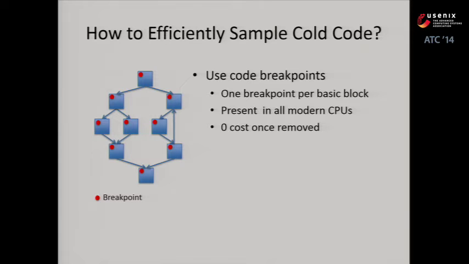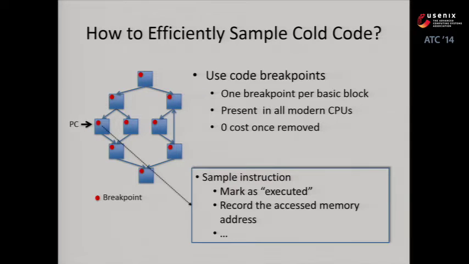So we can place the breakpoints at the beginning of the program or at any point during the execution of the program. This way, the next time any instruction of interest is executed, meaning any instruction with a breakpoint, we can sample that instruction. What we mean by sample is that we can mark the instruction as having executed if we're measuring coverage, or we can record the accessed memory address if the instruction is a load or a store instruction. Then once we have enough samples, we can remove the breakpoint, and if that same basic block executes again, there will be no overhead due to sampling.